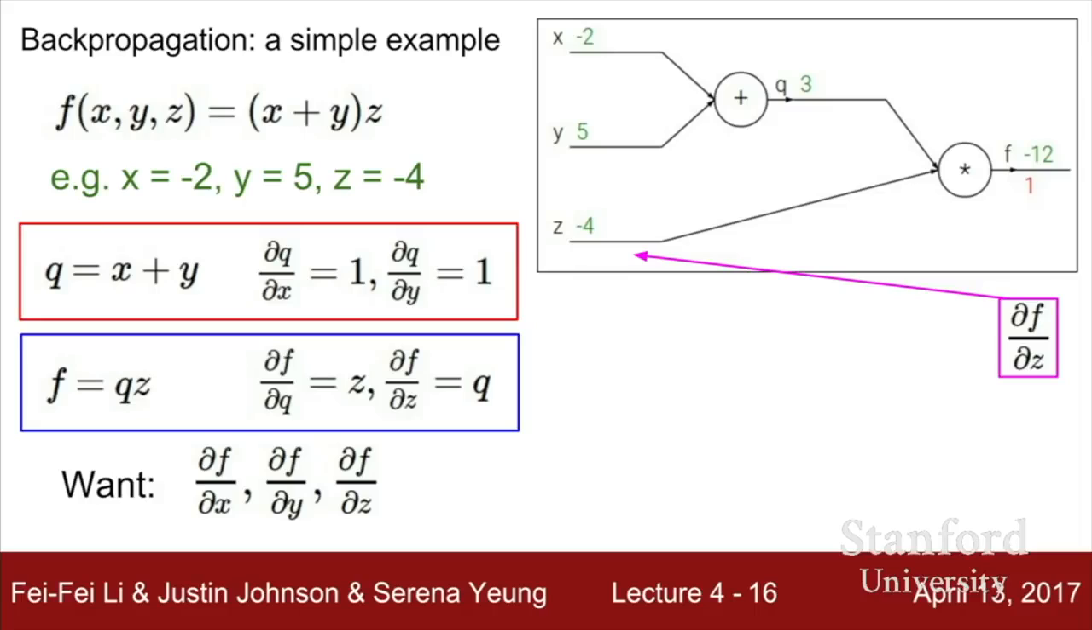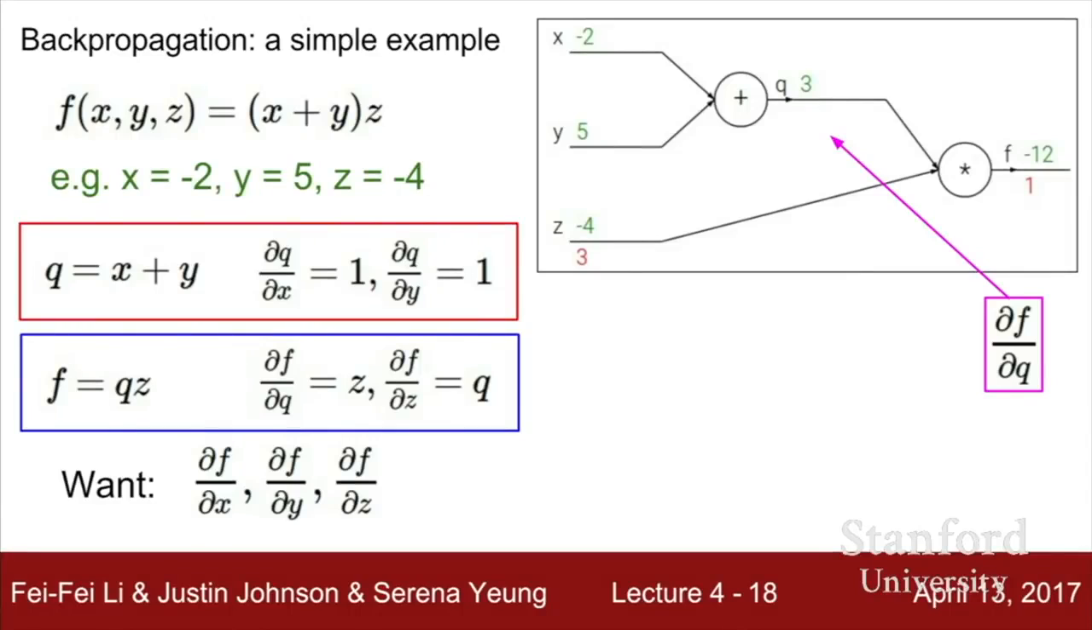So now moving backwards, we want the gradient with respect to z. And we know that df over dz is equal to q. So the value of q is just 3. And so we have here df over dz equals 3. And so next, if we want to do df over dq, what is the value of that? What is df over dq? Here df over dq is equal to z, and the value of z is -4. So here we have df over dq is equal to -4.